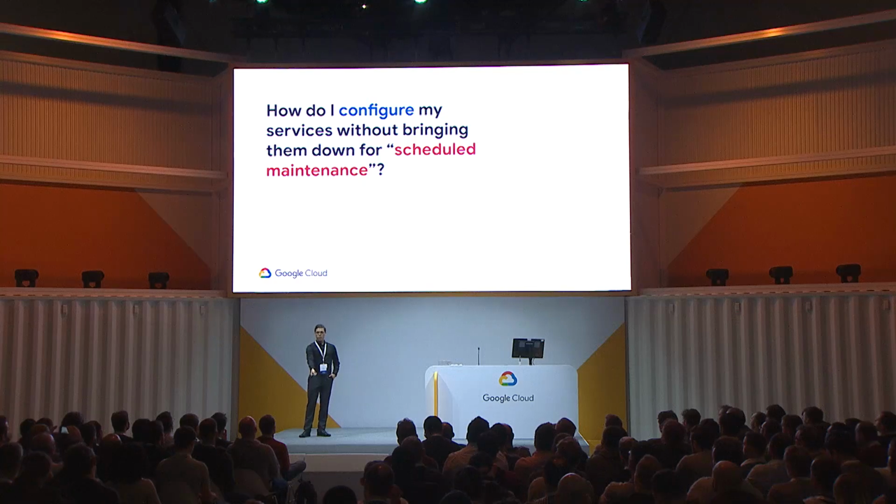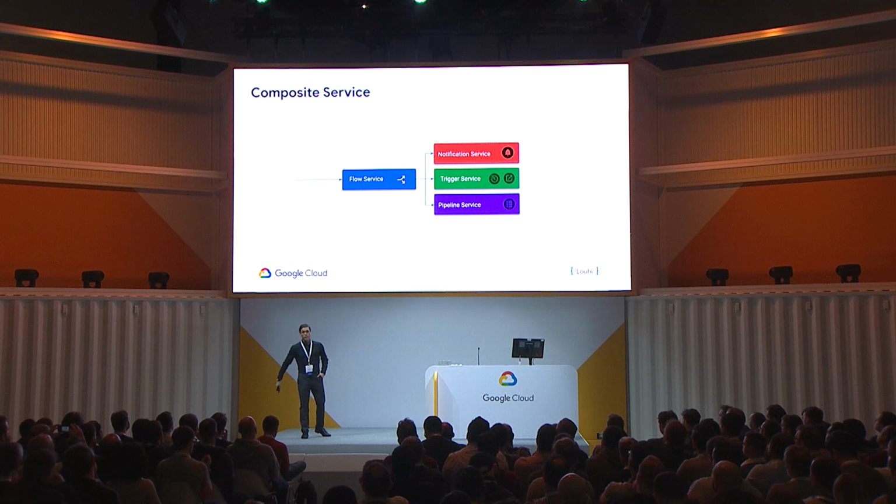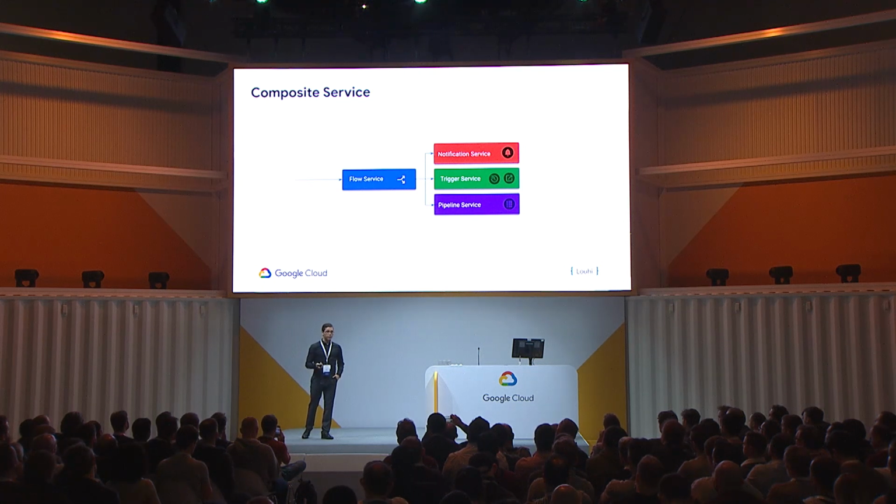So, for example, Louhi's flow service is a composite service that manages flows. And when a user wants to create a flow, the flow service talks to these other services to create new pipelines, notifications, and triggers so that the user doesn't have to. This allows the flow service to report exceptions also from the other services back to the user and to retry executing pipelines when they fail, for example.